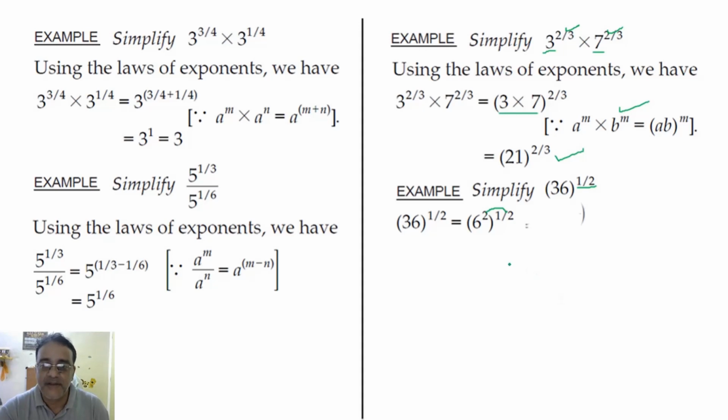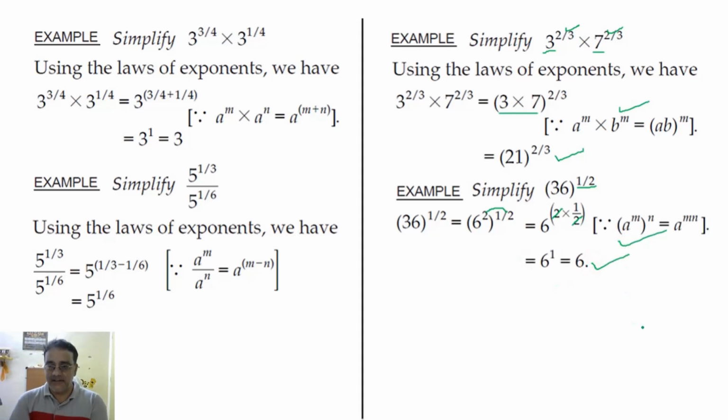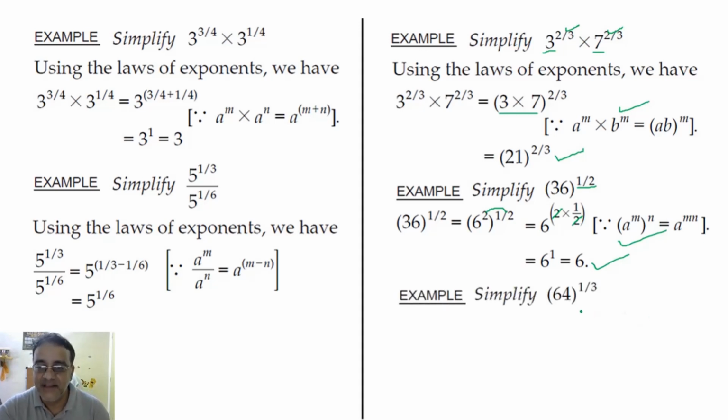Very good. So 2 into 1 by 2 will get 1 only. ठीक है, 2 cancel हो जाएगा and we'll get 1 only. And this law we have used. So final answer is 6. Right. Now one more example we'll see. 64 to the power 1 by 3. So 64 we have to write in power of 3.